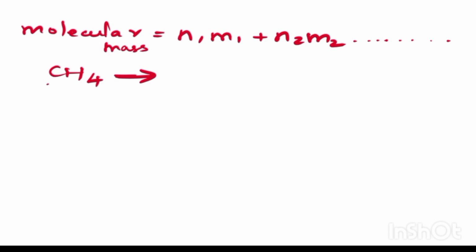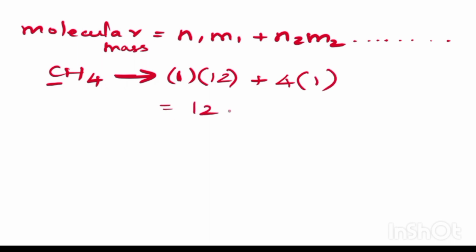So first consider C. How many atoms of C are there? 1, right? So 1 into, what is the molar mass of carbon? It's 12, right? Plus how many hydrogens are there? 4. And what is the mass of hydrogen? It's 1, right? So you'll get 12 plus 4. So the molecular mass of CH4 will be 16. Okay, this is how we have to find the molecular mass, and this is the formula for molecular mass.